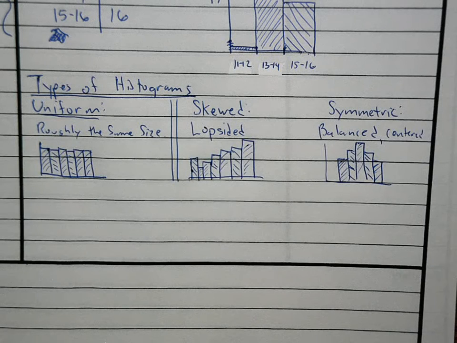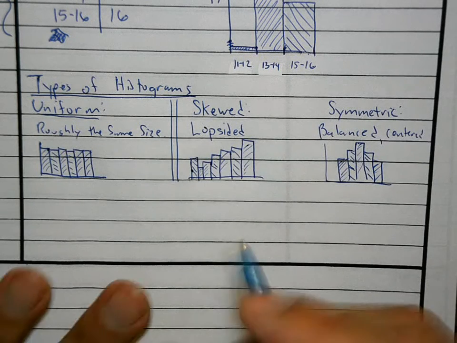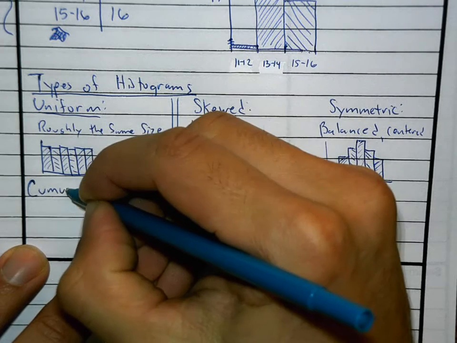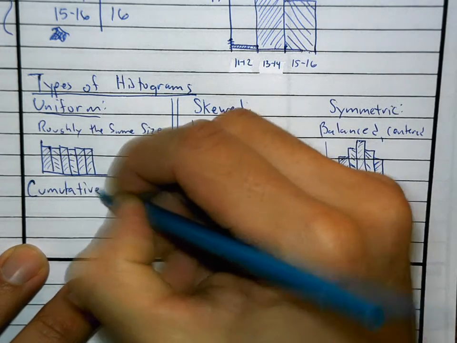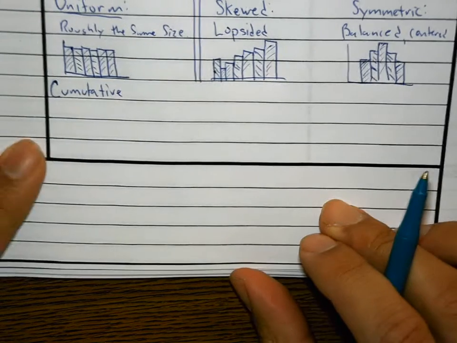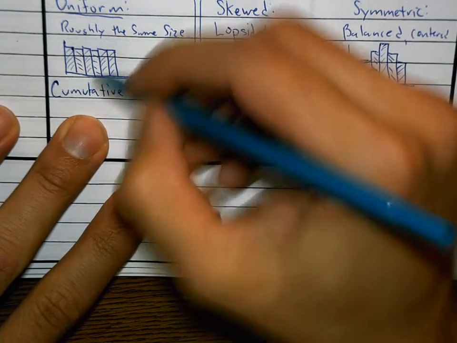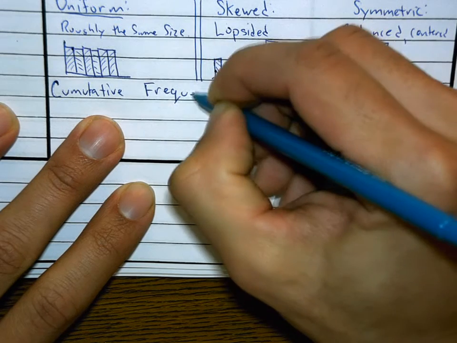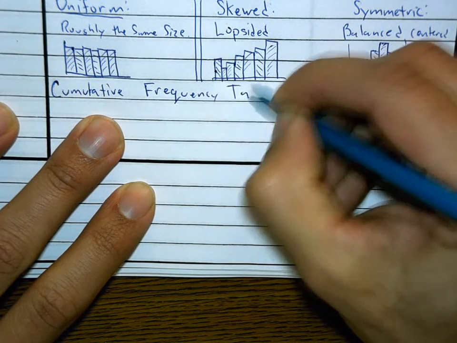The last thing we need to cover, and then we'll be done with our notes, is this one last word, cumulative. Cumulative frequency table.